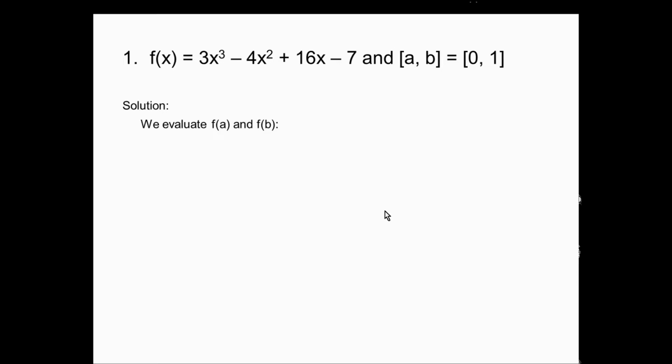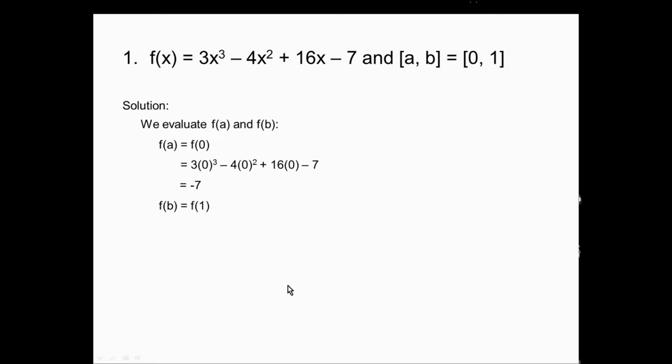Now what you're supposed to do is evaluate f of 0 and f of 1 and observe that they have opposite signs. So evaluate f of a, which is f of 0. So I'm going to have 3 times 0 cubed minus 4 times 0 squared plus 16 times 0 minus 7. So I've got 0, 0, 0 minus 7. So I get negative 7. So f of a is negative. That's what's important.